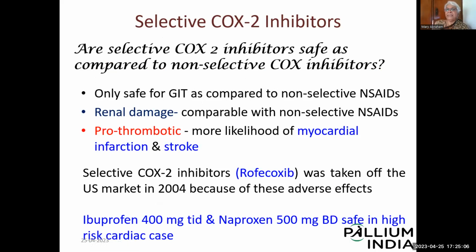On the other hand, the selective COX inhibitor can have a prothrombotic effect. So there is more likelihood of myocardial infarction and stroke. And one particular drug called rofecoxib was taken off the market in 2004 because of the incidence of these adverse effects. So in such patients who are high risk for atherosclerosis, you can give drugs like ibuprofen and naproxen, particularly in the high risk type.